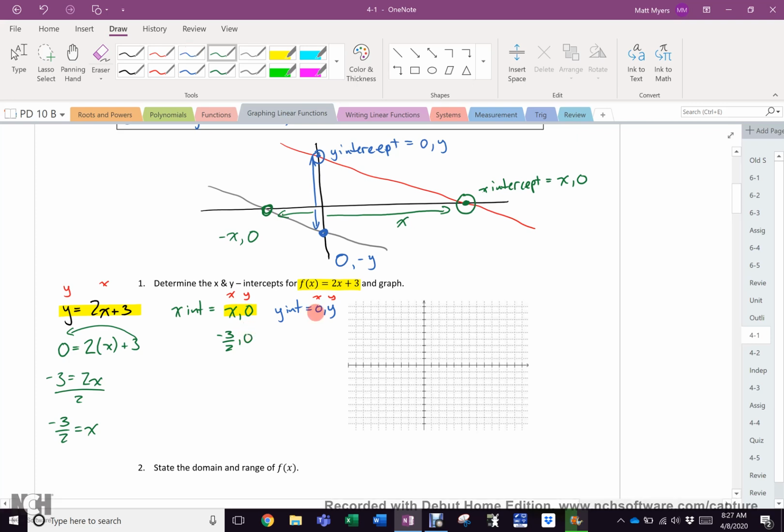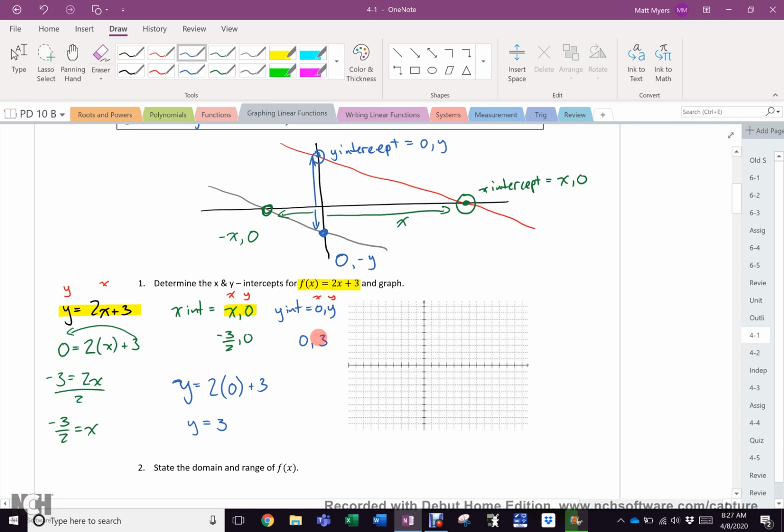Now let's do the same thing with the y value. Y is y. Y equals 2. Oh, sorry, I should be doing this in blue. Y equals 2 times 0 plus 3. Well, 2 times 0 is 0, so y equals 3. There's a y. 0, 3. Now, I just want you to graph it.